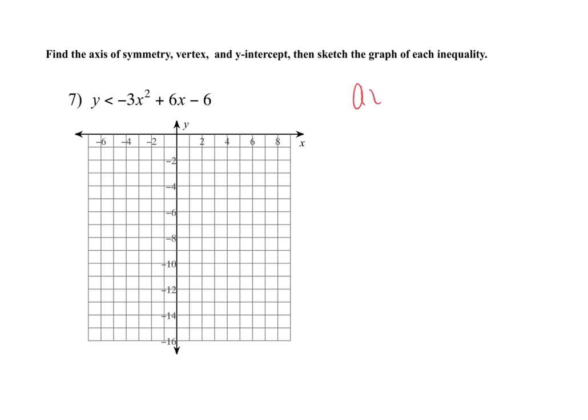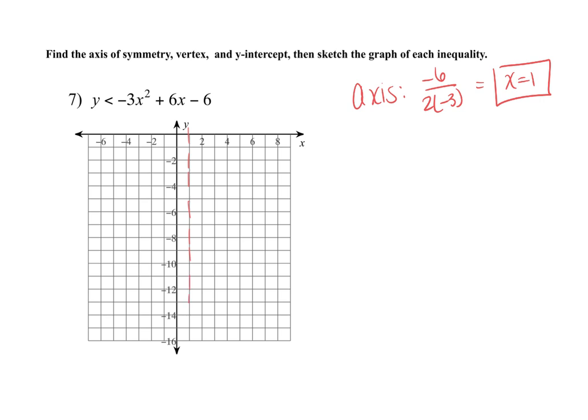My axis here is going to be -6 over 2 times -3. So that's going to be -6 over -6. That's going to be an axis of +1. So I'm going to go to +1 and I'm going to graph that.